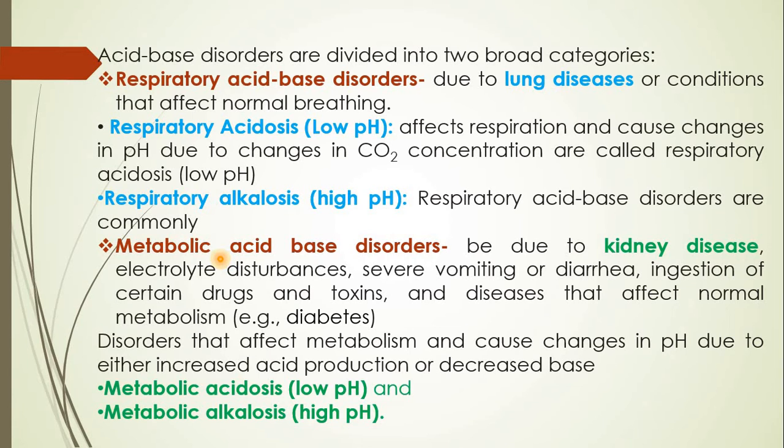The second type of acid-base disorder is metabolic acid-base disorder, which occurs due to malfunctioning of the kidney, or you can say if there is some kind of kidney disorder seen in the body. This leads to electrolyte disturbance, as a result of which there is severe vomiting, diarrhea, or sometimes even ingestion of certain drugs or toxins, and there can be imbalance seen in the electrolytes, and therefore it can lead to metabolic acid base disorders. This also affects the normal metabolism.